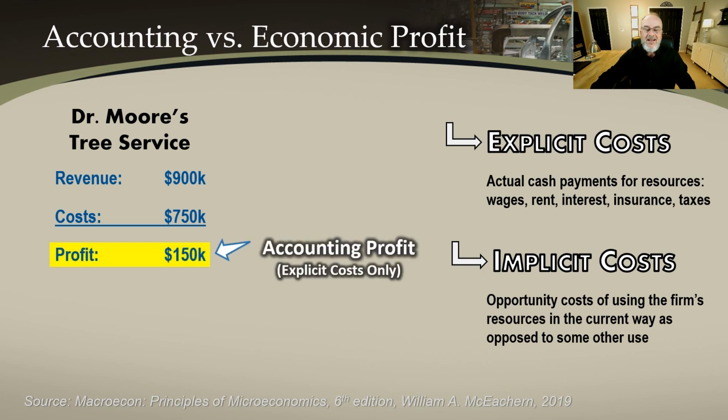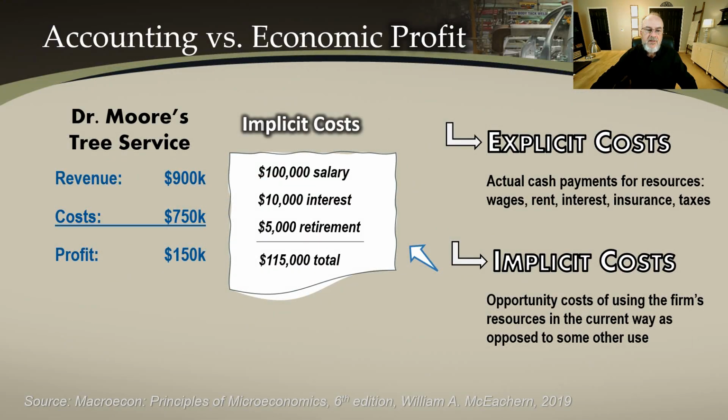But that is an accounting profit because it does not take into account any of those opportunity costs that I just talked about. It only deals with the explicit costs, the things I wrote checks for to pay. All right, so that is what we call an accounting profit. It takes into account the explicit costs only.